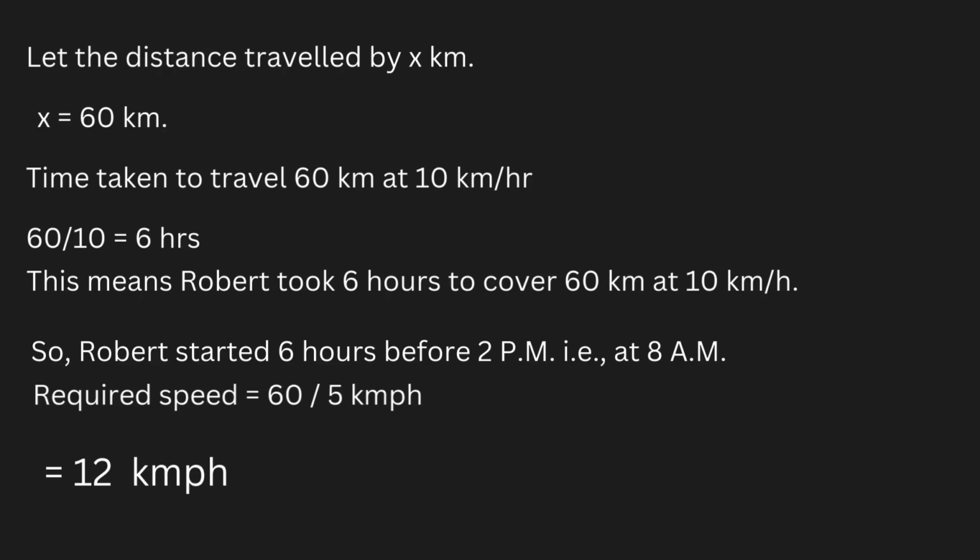So, the required speed is 60 by 5 is equal to 12. We need to find the speed required to travel 60 kilometers in 5 hours. That's why speed is equal to distance by time, as we already know, is equal to 60 by 5 equal to 12. The required speed is 12 km per hour. The final output is the required speed for Robert to complete his journey in 5 hours is 12 km per hour.